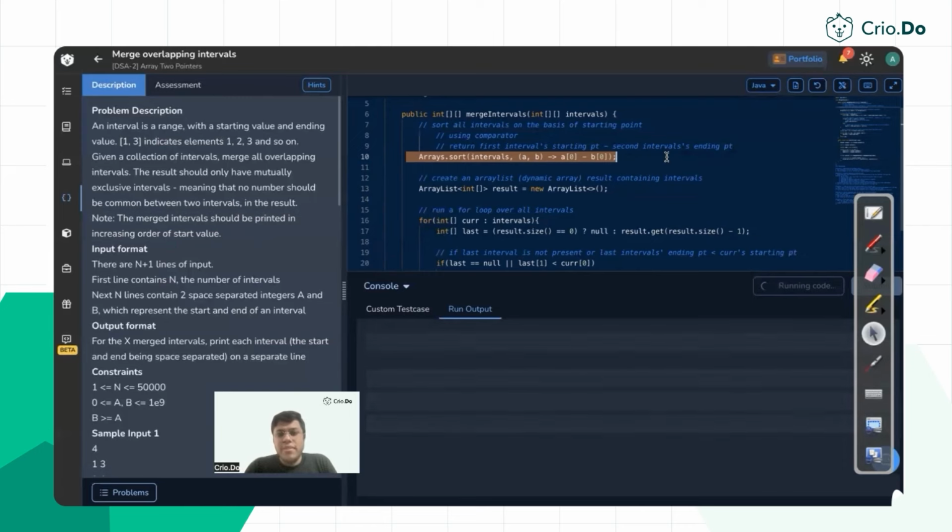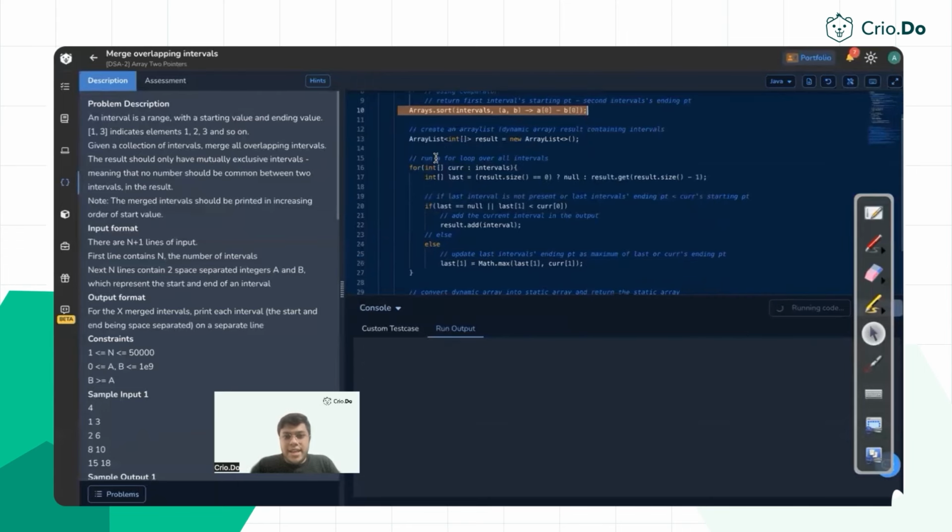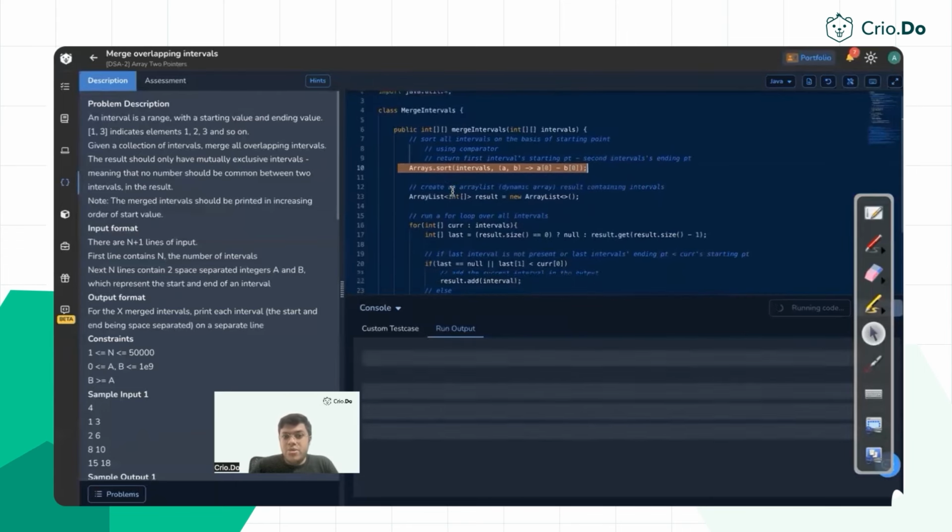So it is taking some time to run. I'm not sure why it is taking that much time. Let's wait for the output to come. Hopefully the code is correct. Till that point, maybe let's go through all the code.